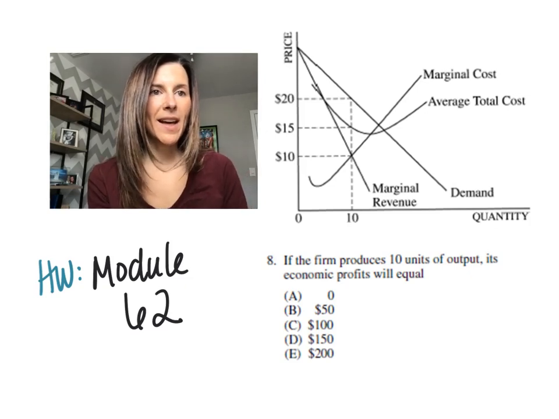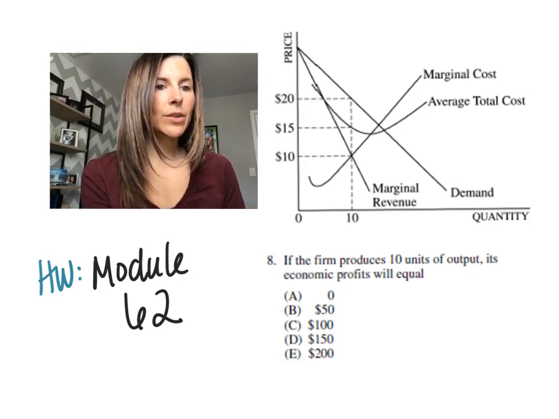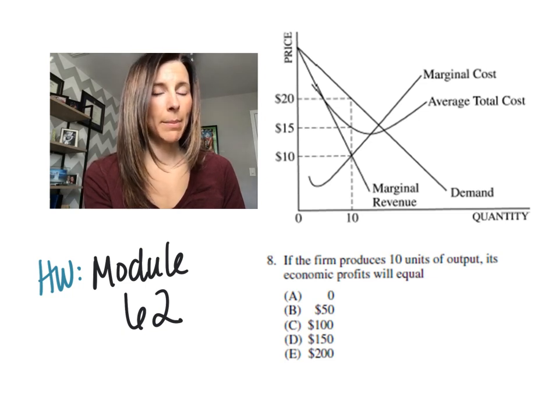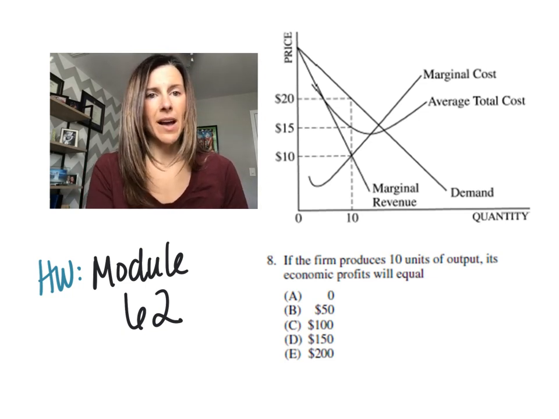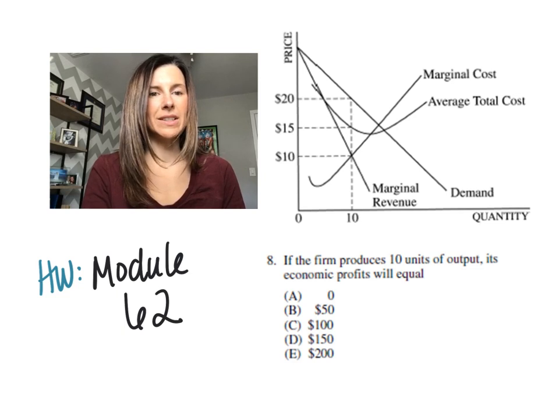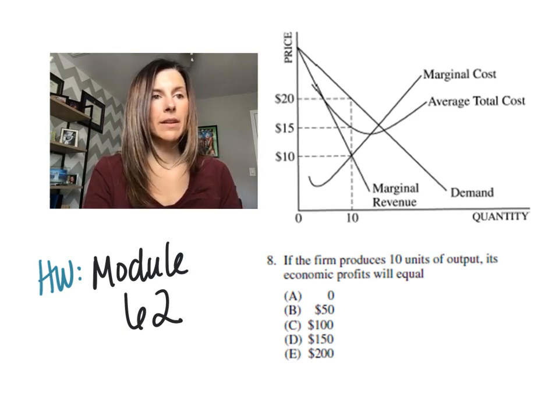Good morning, AP Econ. Today we are going to talk about why monopolies are inefficient. Notice again that you're going to have module 62 as your homework assignment.